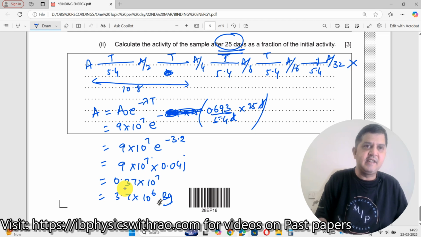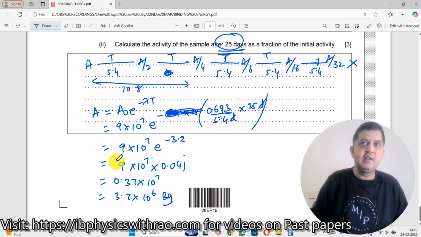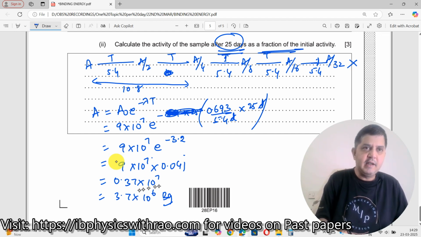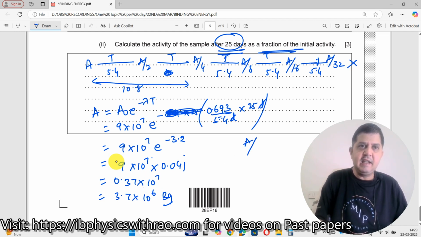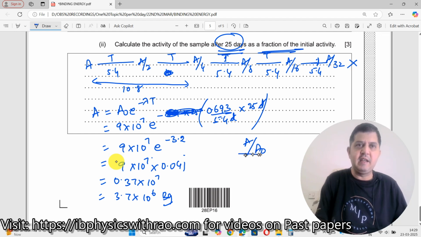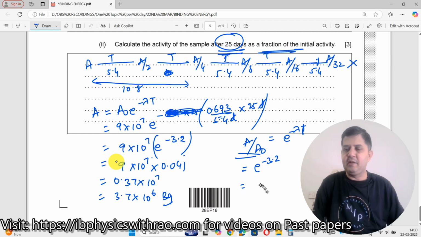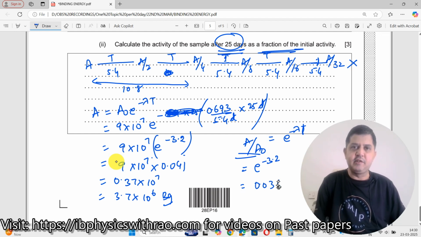But what is he asking here? He is asking you to find out as a fraction of the initial activity. So therefore, you can now write A by A naught. You have to find out A by A naught. You need not even do all this over here. A by A naught is equal to e power minus lambda t, which you found out already as e power minus 3.2, which comes out to be around 0.03. You can stop.